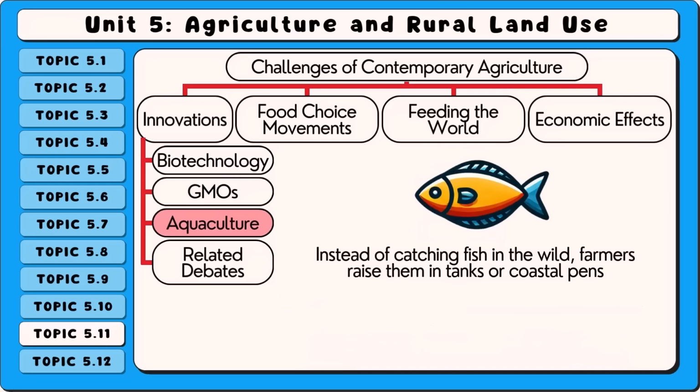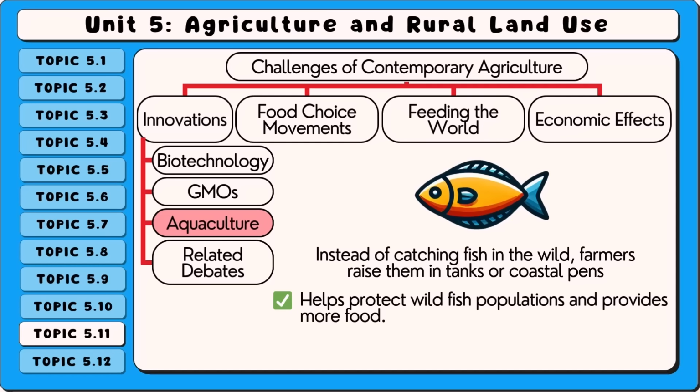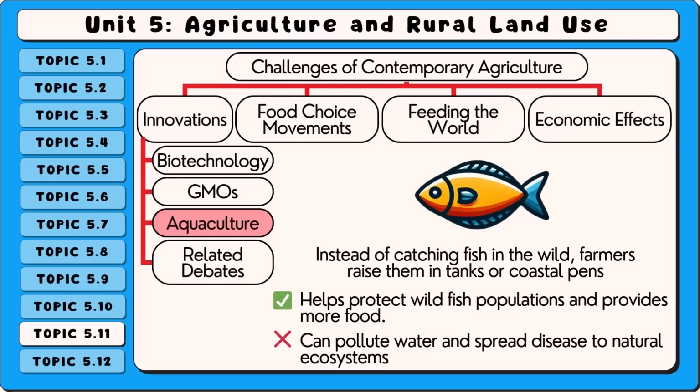Then we have aquaculture, which means farming fish, shellfish, and other water animals. Instead of catching fish in the wild, farmers raise them in tanks or coastal pens. This helps protect wild fish populations and provides more food. Still, if not managed well, fish farms can pollute water and spread disease to natural ecosystems.